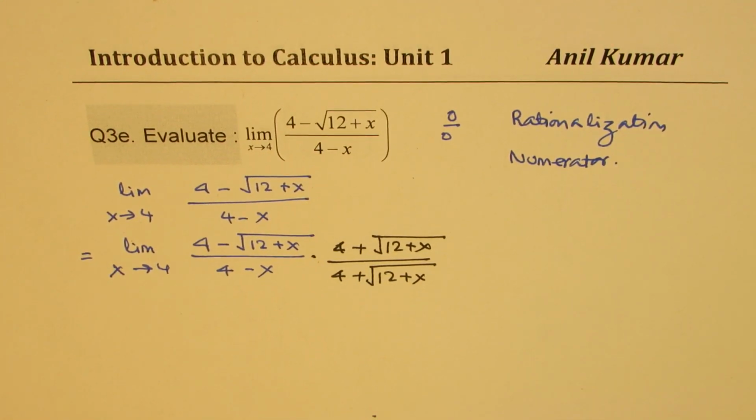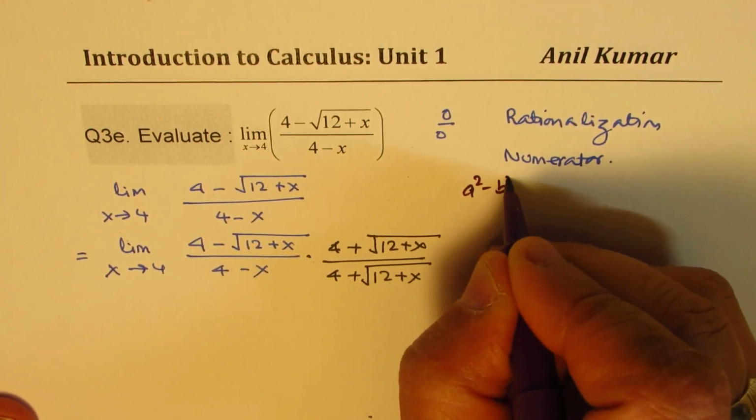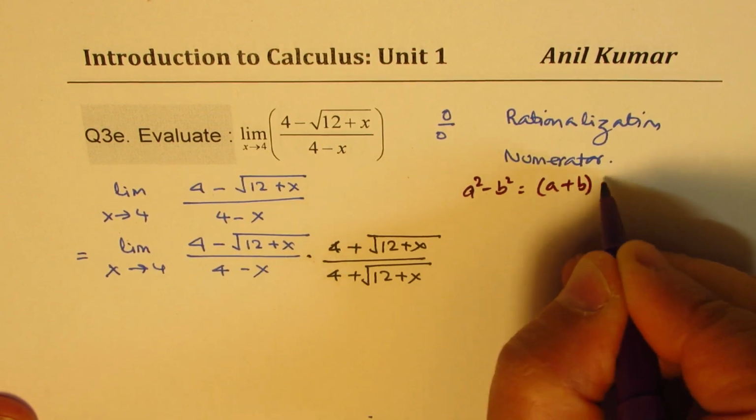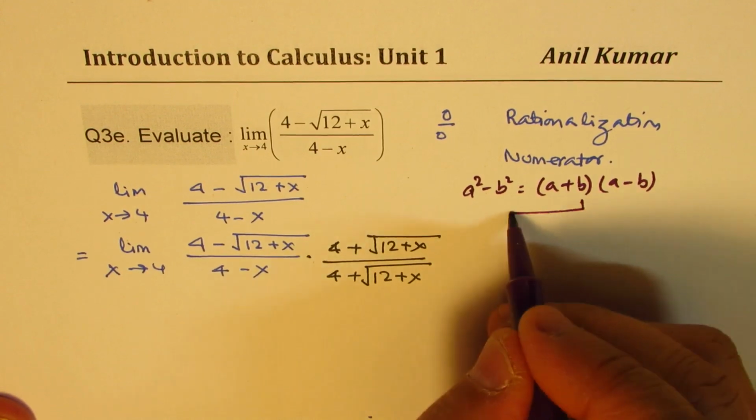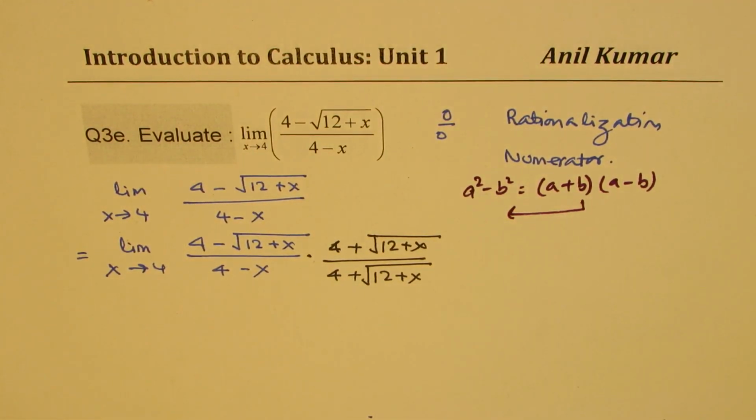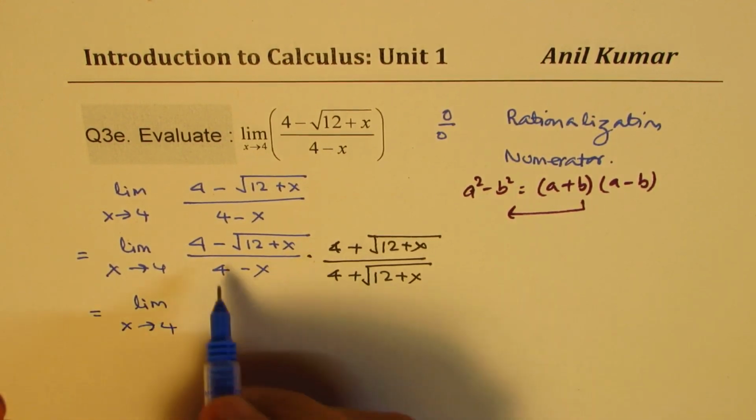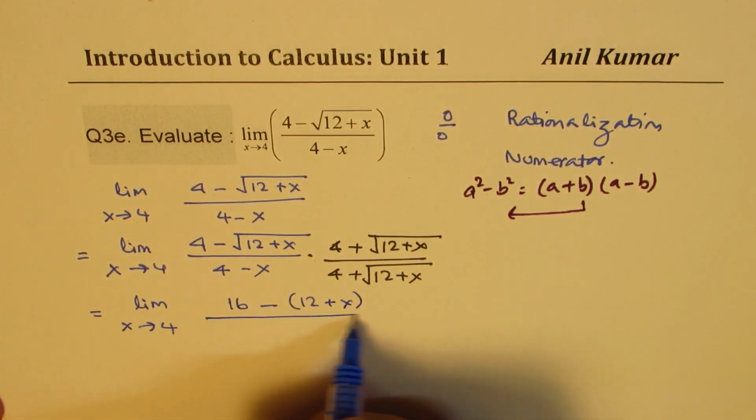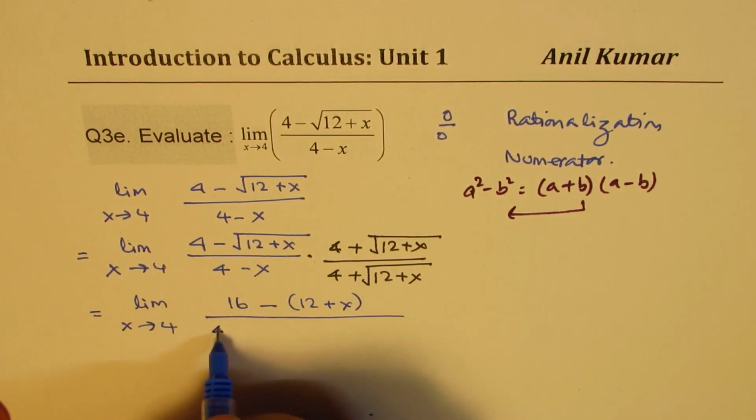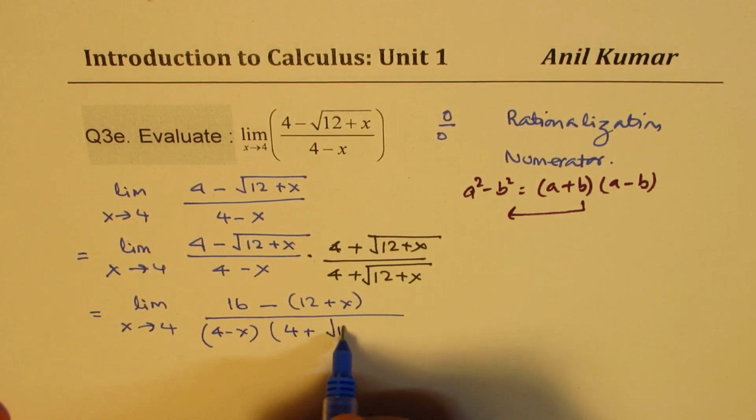So since you know that a squared minus b squared is actually a plus b times a minus b. So we have the situation a minus b times this. So what we get is a difference of squares. So the numerator now becomes 4 square, which is 16, minus the square of this, which is 12 plus x, correct? Denominator, we'll write both the factors. 4 minus x times 4 plus square root of 12 plus x.